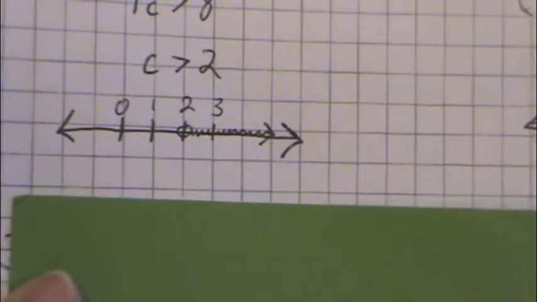Go ahead and graph it. Open circle at 2, your colored line moving off to the right. And then check it. Pick any number that's greater than 2.